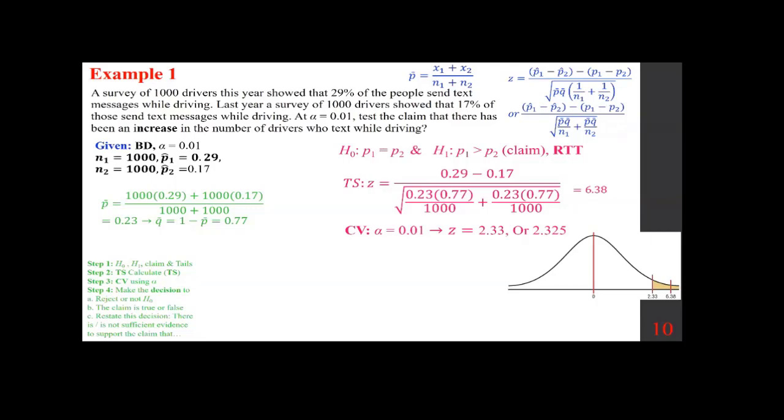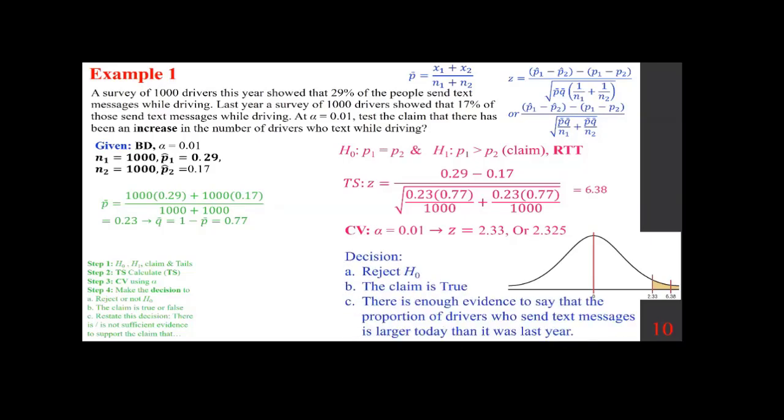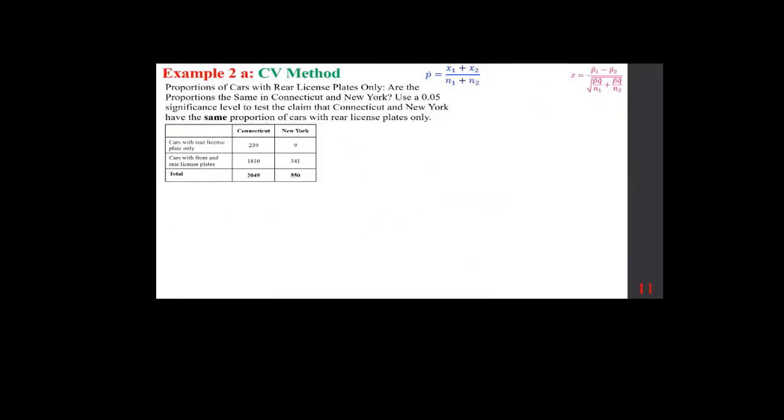If H0 is rejected, then H1 is not. Again, loosely put, therefore the claim is not rejected, therefore the claim becomes true. And then you do the writing. There is sufficient evidence to support the claim that, and you just follow that. So reject H0, therefore the claim becomes true. So there is enough evidence to say that the proportion of drivers who send text messages is larger today than it was last year. CV method is short for critical value method, also known as standard method or traditional method.